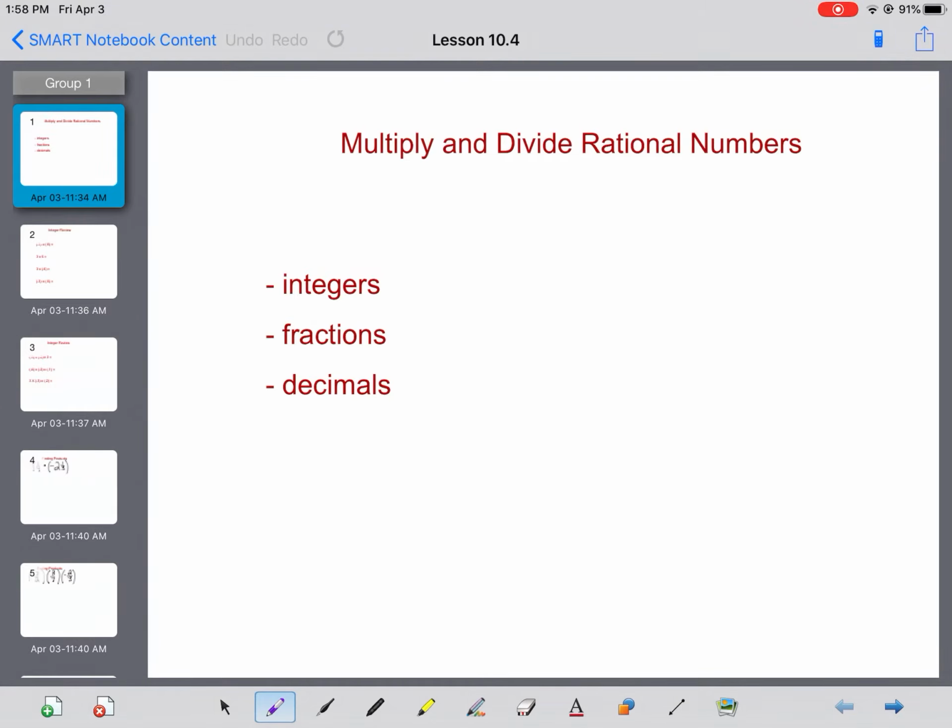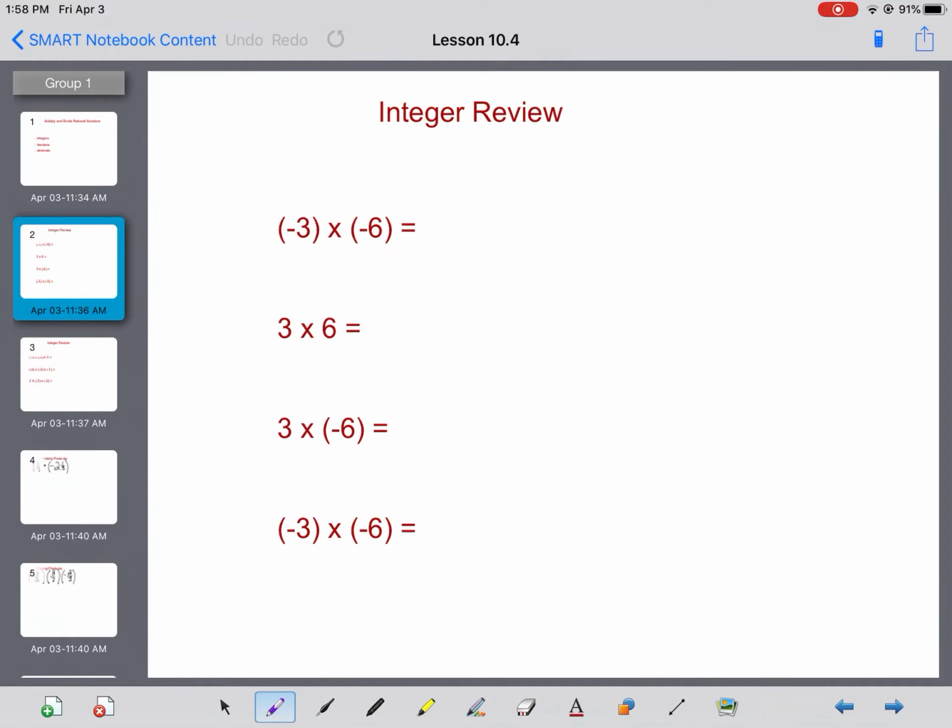Last week we talked about adding and subtracting rational numbers. Now we're going to jump into multiplying and dividing rational numbers. So once again, just a little outline of things that you need to know and remember. We're going to talk about integers, and then we're going to continue using fractions and decimals in our lessons.